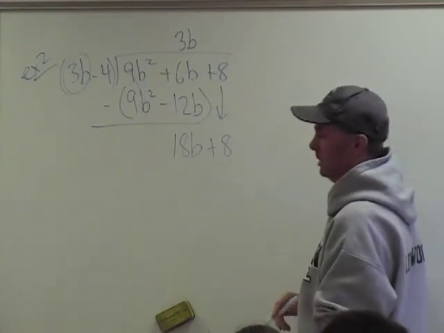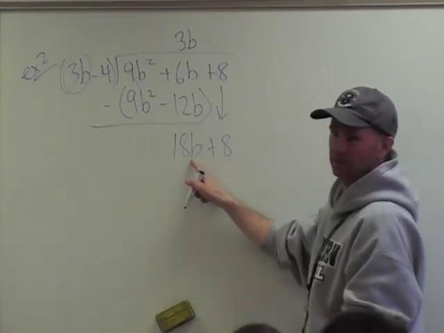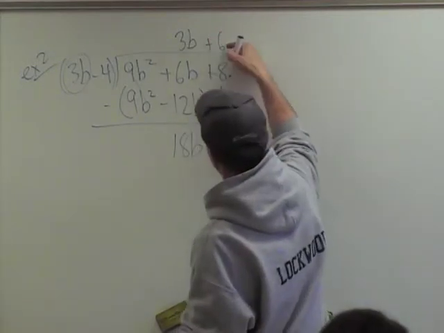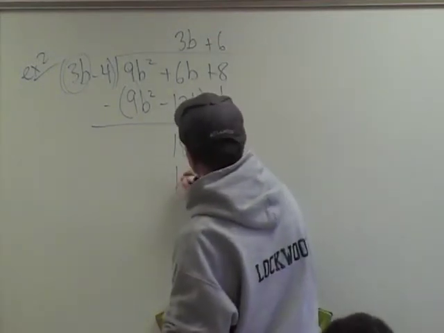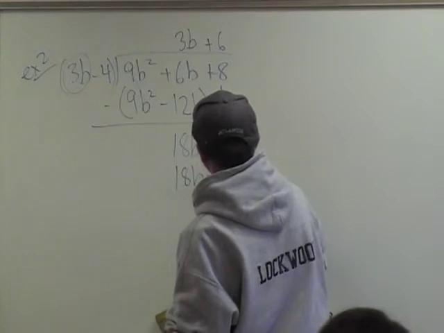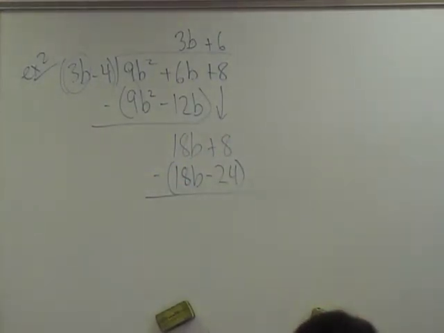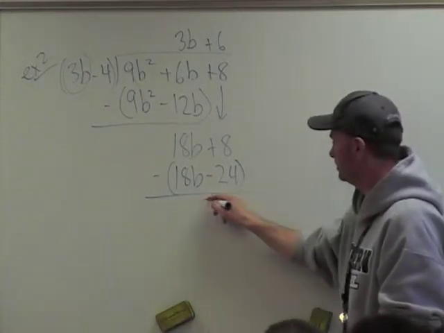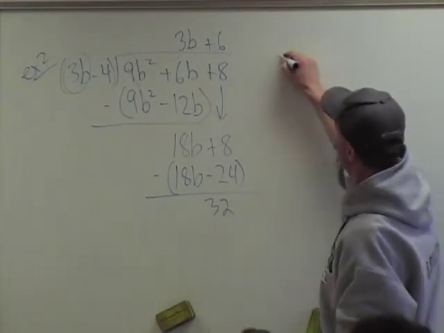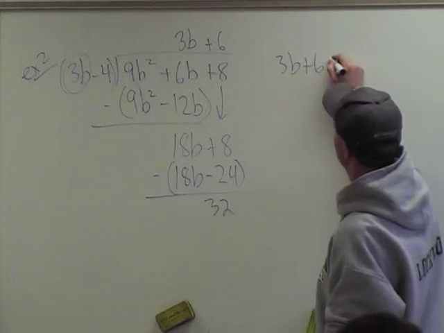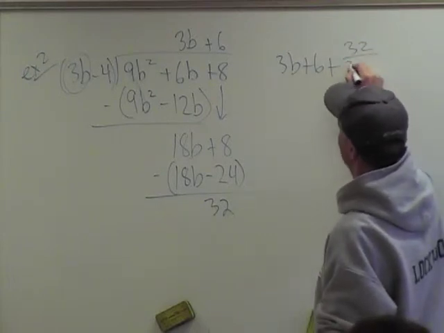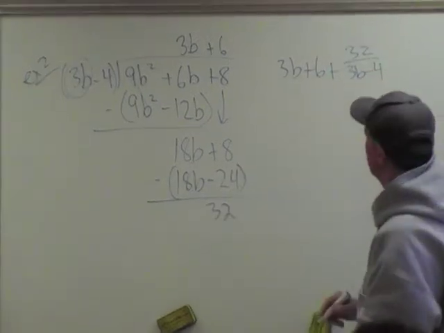What times 3b gives me 18b? Yes. Notice we're at the end now. 18b minus 24. Subtract it. So my answer is 3b plus 6 plus 32 over 3b minus 4 here.